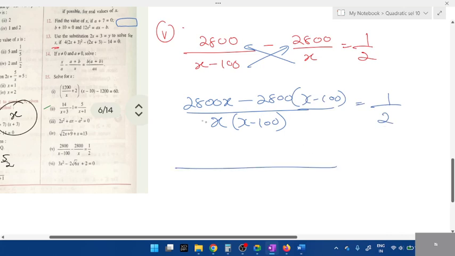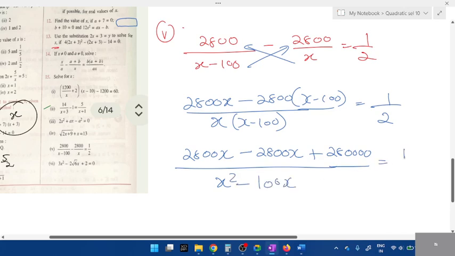What's the next step, students? Be quick. Respond. 2800x, open the bracket, minus, minus into minus is plus. 2800, if you multiply, you get 4 zeros. And the denominator, x square minus, is equal to 1 by 2. Clear? Which one gets cancelled? Cross multiply.